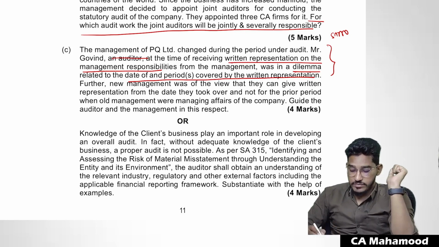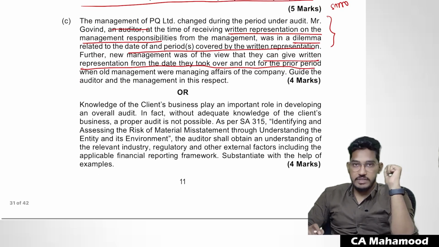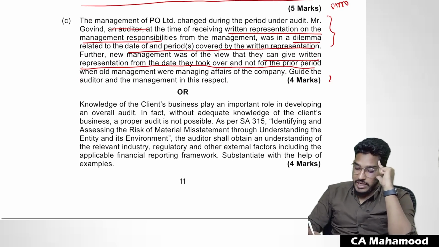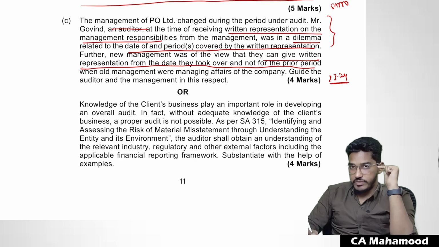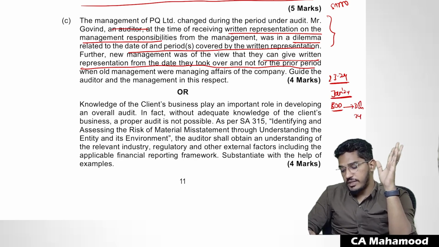Further, the new management was of the view that they can give written representations from the date they took over, and not for the prior period when the old management were managing the affairs of the company. So take for example, an auditor is conducting audit for the financial year 23-24. Now, somewhere in January 2024, the management changed. Board of directors have changed. So the new board of directors took charge from Jan 2024 till 31st of March 2024. For these 3 months, these are the board of directors. For the 9 months, the board of directors are different.